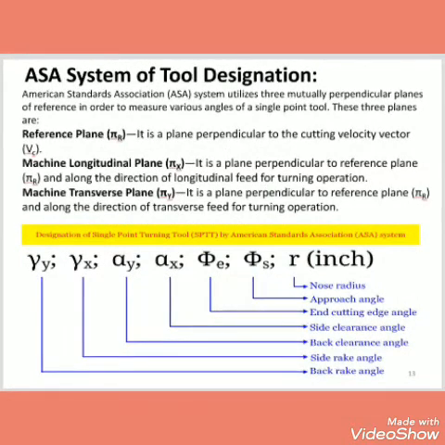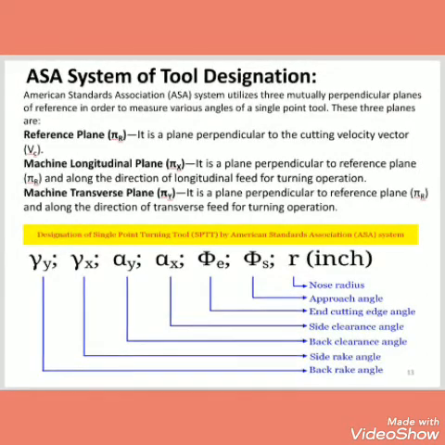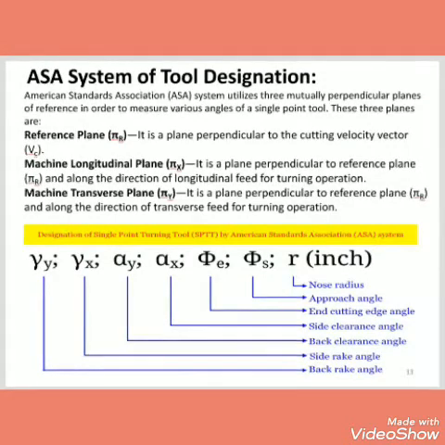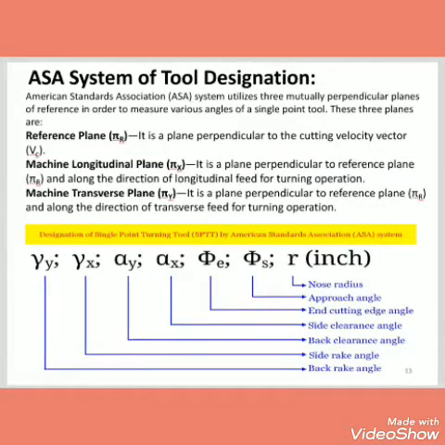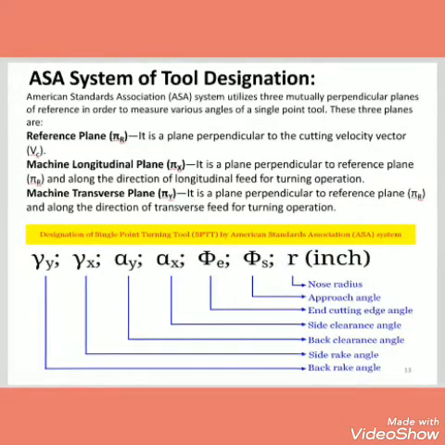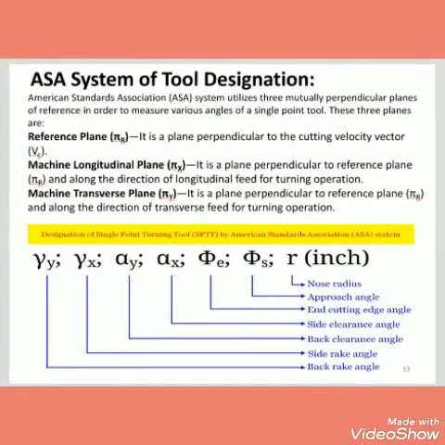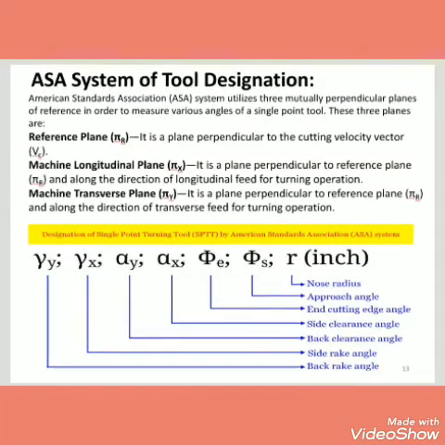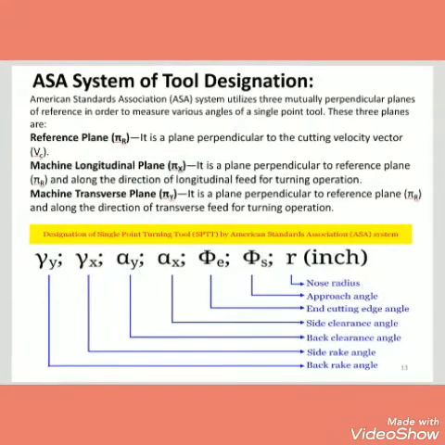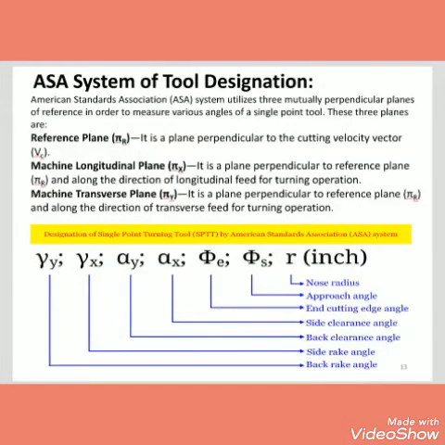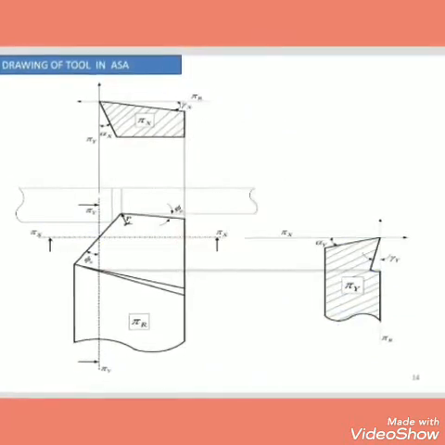Next is the ASA system of tool designation, where the nomenclature of the tool is given by these points. The reference planes are the pi r, the machining longitudinal plane by the pi x, and the machining transverse plane by the pi y. The others are the nose radius, approach angle, end cutting edge angle, side clearance angle, back clearance angle, side rake angle, and back rake angle. So a total of 7 elements are given in the ASA system of tool designation.